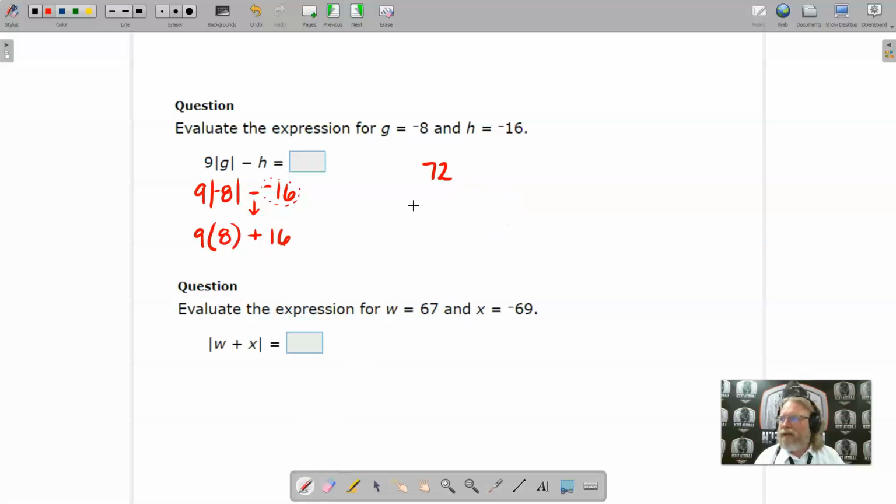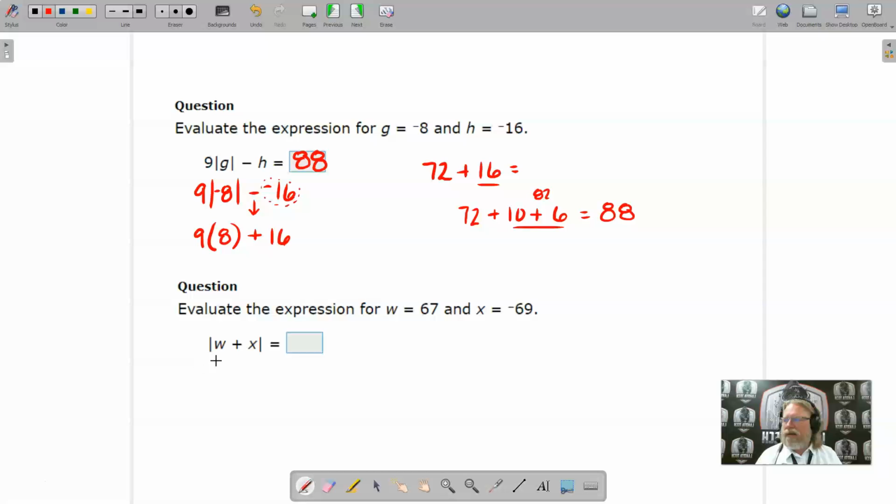And so I got 72 plus 16 equals, well, I can do this mentally, but I'll write it out. I like to think of this as 72 plus 10 plus 6, because 16 is 10 plus 6, right? So I could think in my head 72 plus 10 is going to be 82, plus 6 is going to be, what, 88? So my final solution is going to be 88.